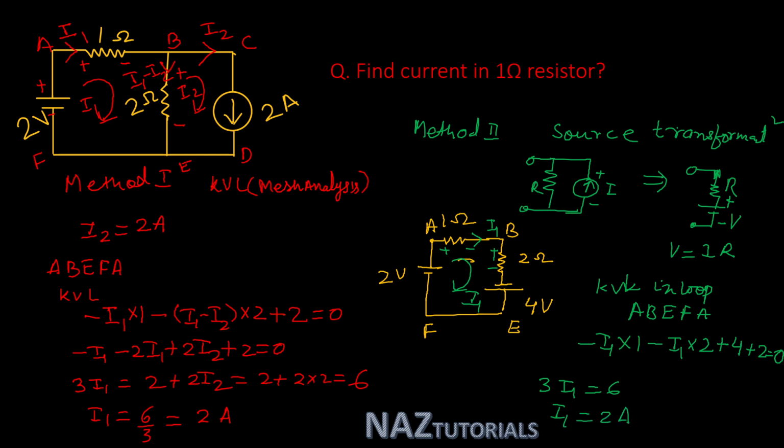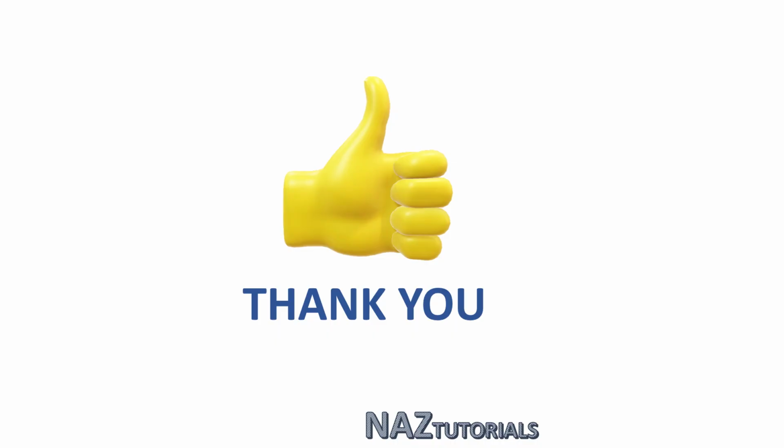So if you see the concept for finding the current, we have the possibility of using source transformation. We use source transformation and can find the current in the 1 ohm resistor. And in the next problem we will discuss where we don't use source transformation. So continue with me.